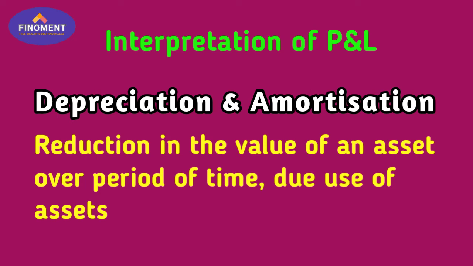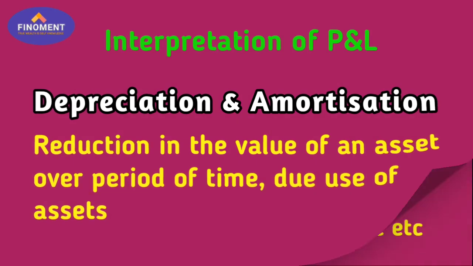There are two methods used for calculation of depreciation, that is the straight line method and the written down value method. So it will be amortized over the useful life of the asset. For example, if the useful life of the asset is 10 years, then the expense will be claimed for a period of 10 years, equally over 10 years.